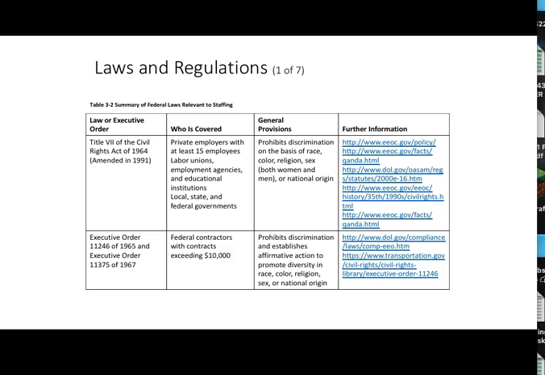So on this page, you've got Title VII, which, as you know, is the primary foundation for most EEO law. Remember, it was amended in 1991, so all those links on the right-hand side are connected to that to refresh yourself on those rules. Then you've got Executive Order 11246 and 11375 dealing with federal contractors and the requirement to do affirmative action. And again, the links on the right-hand side about what those mean and why they're important.